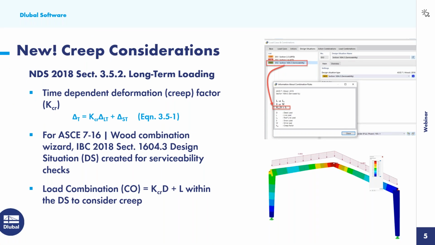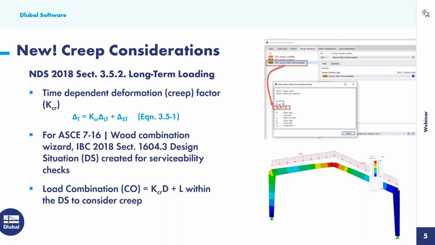This entire topic is new within RFEM 6, and we want to refer to the NDS 2018 section 3.5.2 for long-term loading. Within the code, and this section in particular, it talks about the time-dependent deformation or the creep factor K sub CR. And this factor should be applied to the long-term deflection, but not the short-term, in order to be considered for the total deflection according to equation 3.5-1, and we can see that written here.